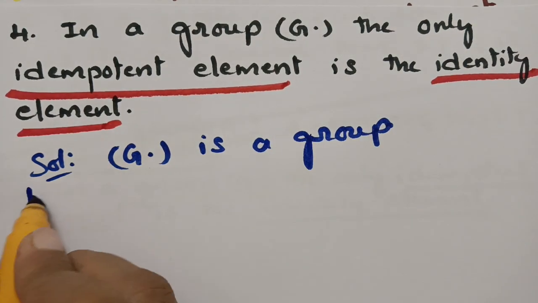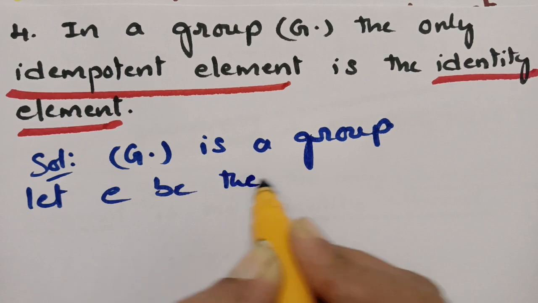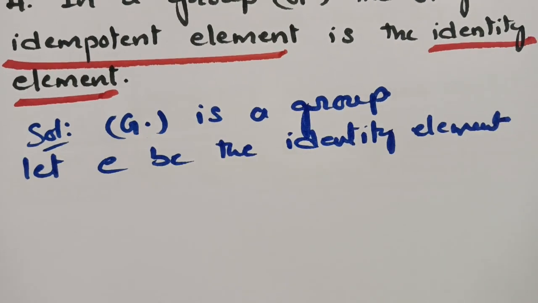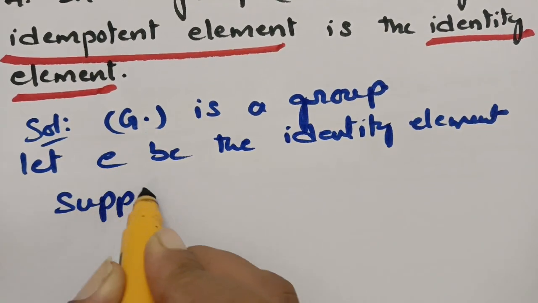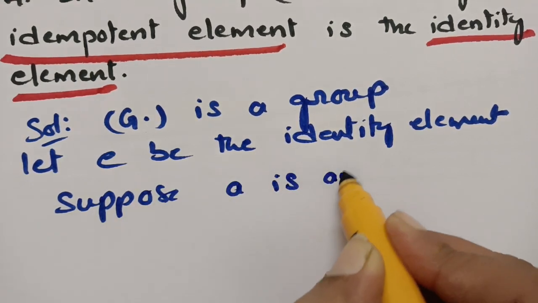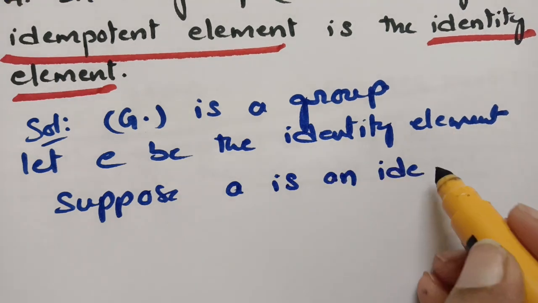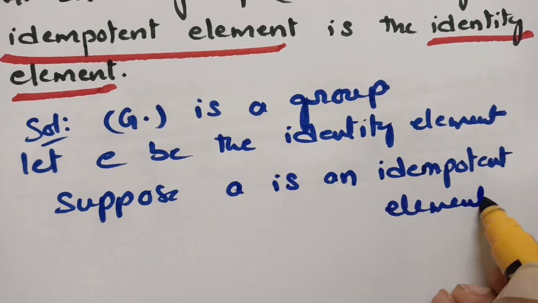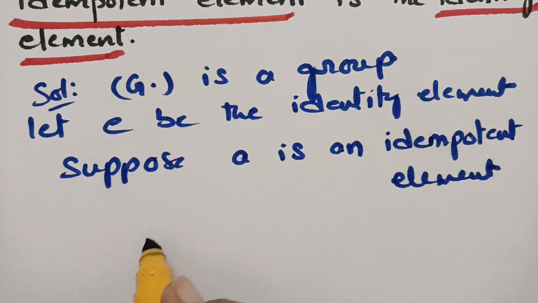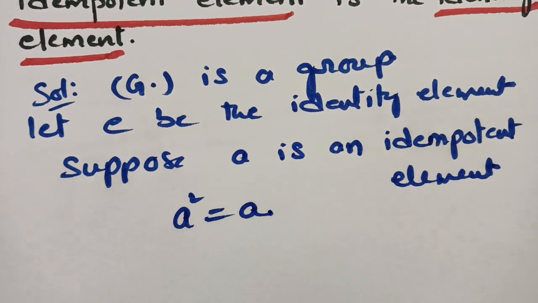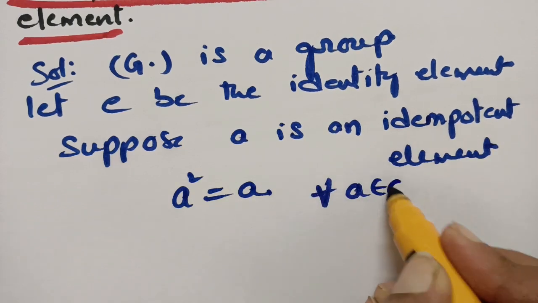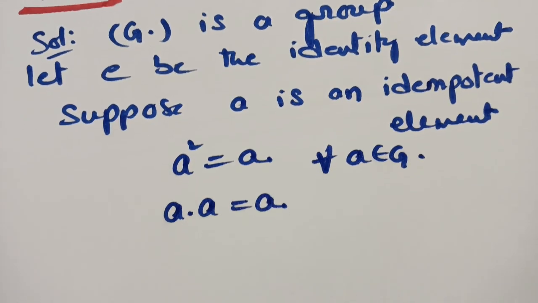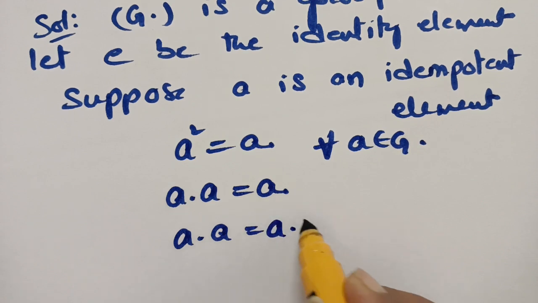Next, let E be the identity element. Suppose A is an idempotent element. If it's an idempotent element in group G, then A square value is equal to A for every A belongs to G, according to the idempotent element definition. So this can be written as A dot A is equal to A. So this can be written as A dot A is equal to A into E.